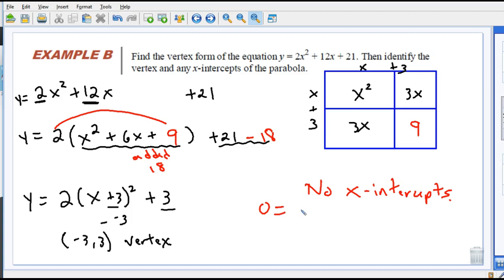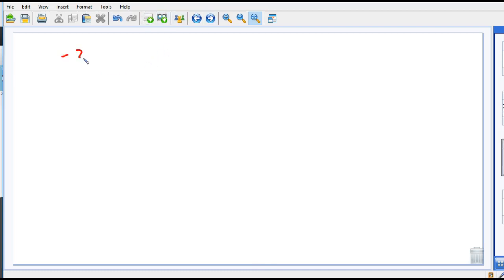If you wanted to try and do this one by hand, you'd say, okay, that means when y is 0, we say 0 equals 2 times (x plus 3) squared plus 3. So then to solve this one, I would subtract 3 first, giving negative 3 equals 2(x plus 3) squared, and then divide by 2, and I would get negative 3 over 2 equals (x plus 3) squared. Take the square root of both sides, I get plus or minus the square root of negative 3 over 2 equals x plus 3.